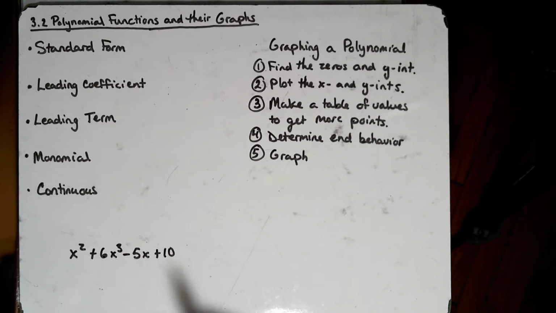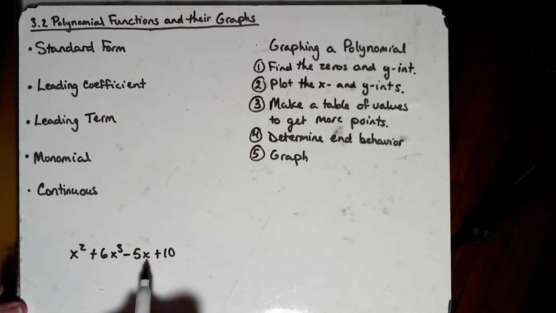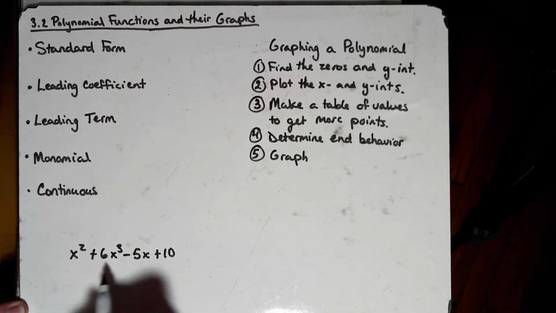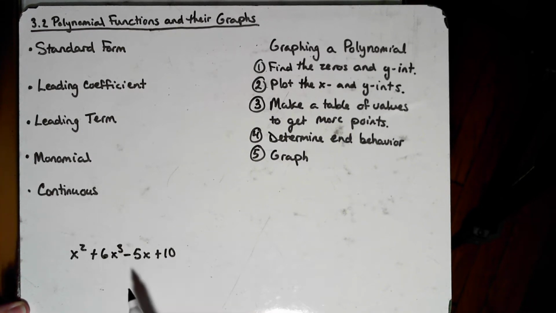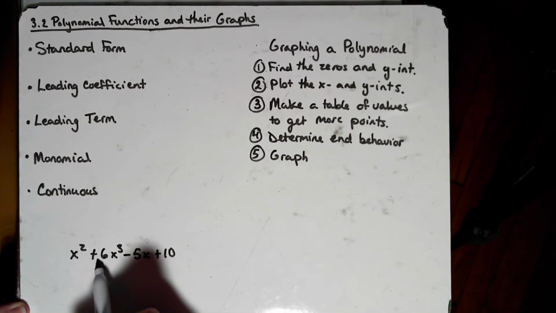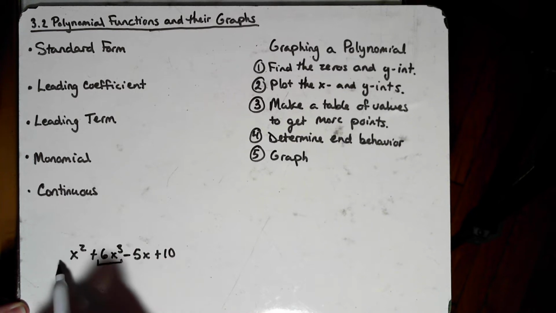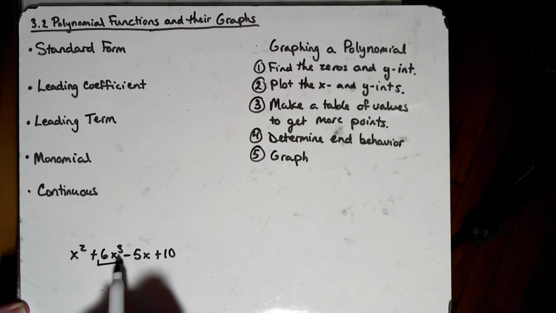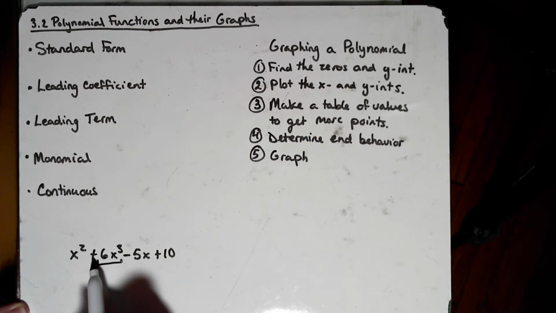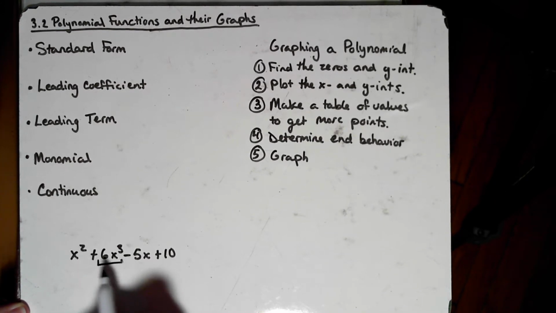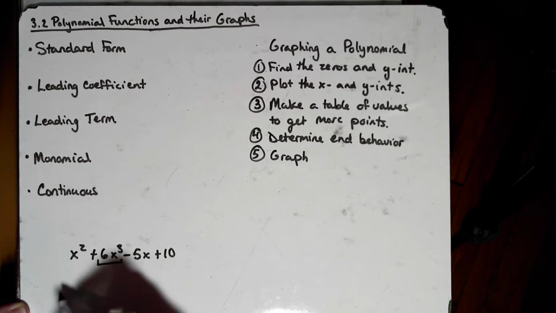So standard form, when referring to a polynomial, takes all of the terms and puts them in order from greatest degree to least degree. So in my case here, I would need to move this 6x cubed to the beginning because it has a greater degree than this x squared. Now, just remember, it always keeps the sign that's directly in front of it. So this plus sign is going along with the 6x cubed when I move it.